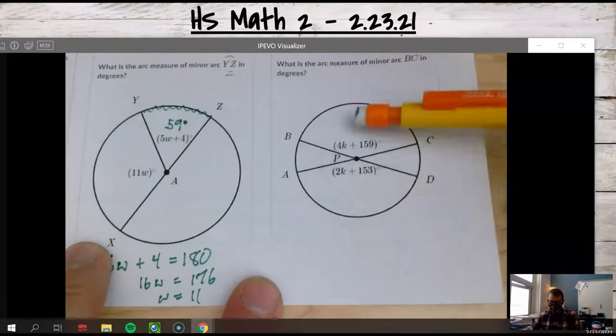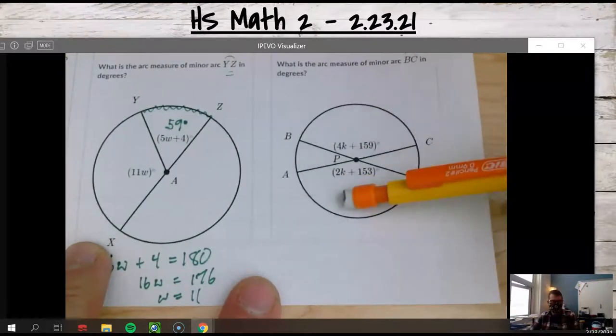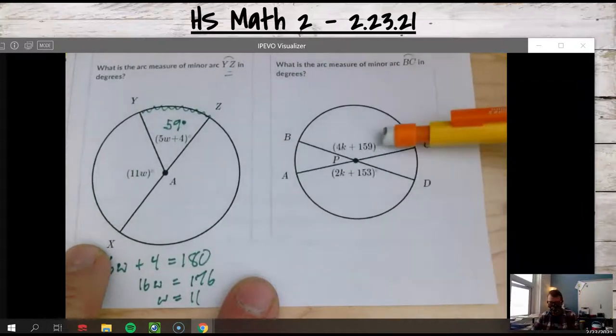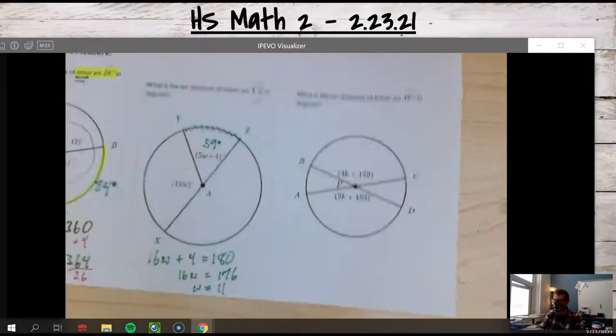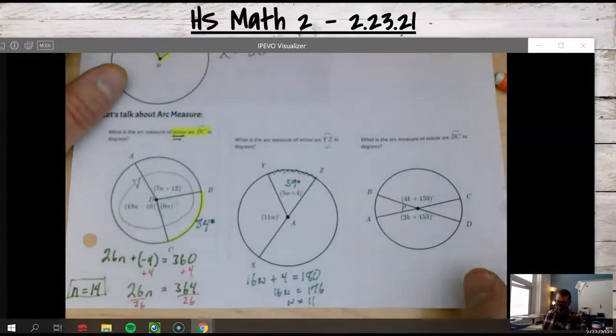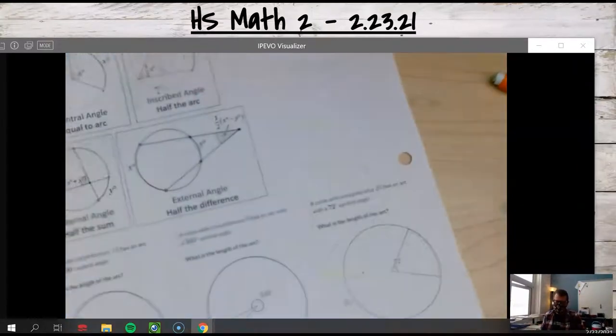What would we do with these expressions? Set them equal, solve it algebraically. I don't think we need to spend the time to practice that, unless anybody has any questions from the front. So, cheat sheet on the back, in a way.